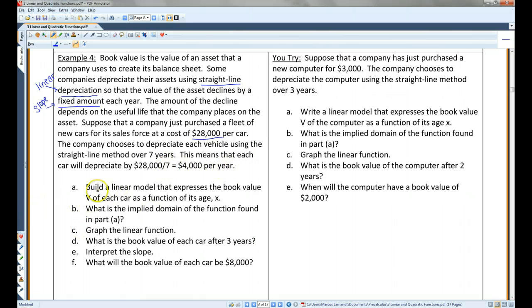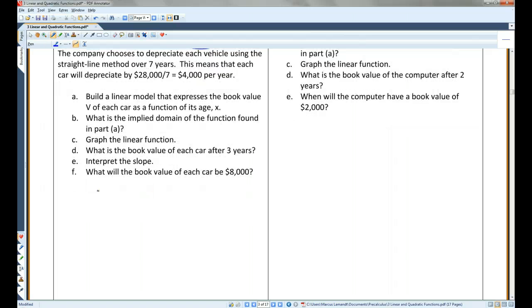First part. Build a linear model that expresses the book value v of each car as a function of its age, x. So we're going to use v of x. Now, it is depreciating. That means the cost is going down, the value is going down. So we're going to have a negative slope, and it's going down $4,000 per year. So negative 4,000 is my m. That's my slope.